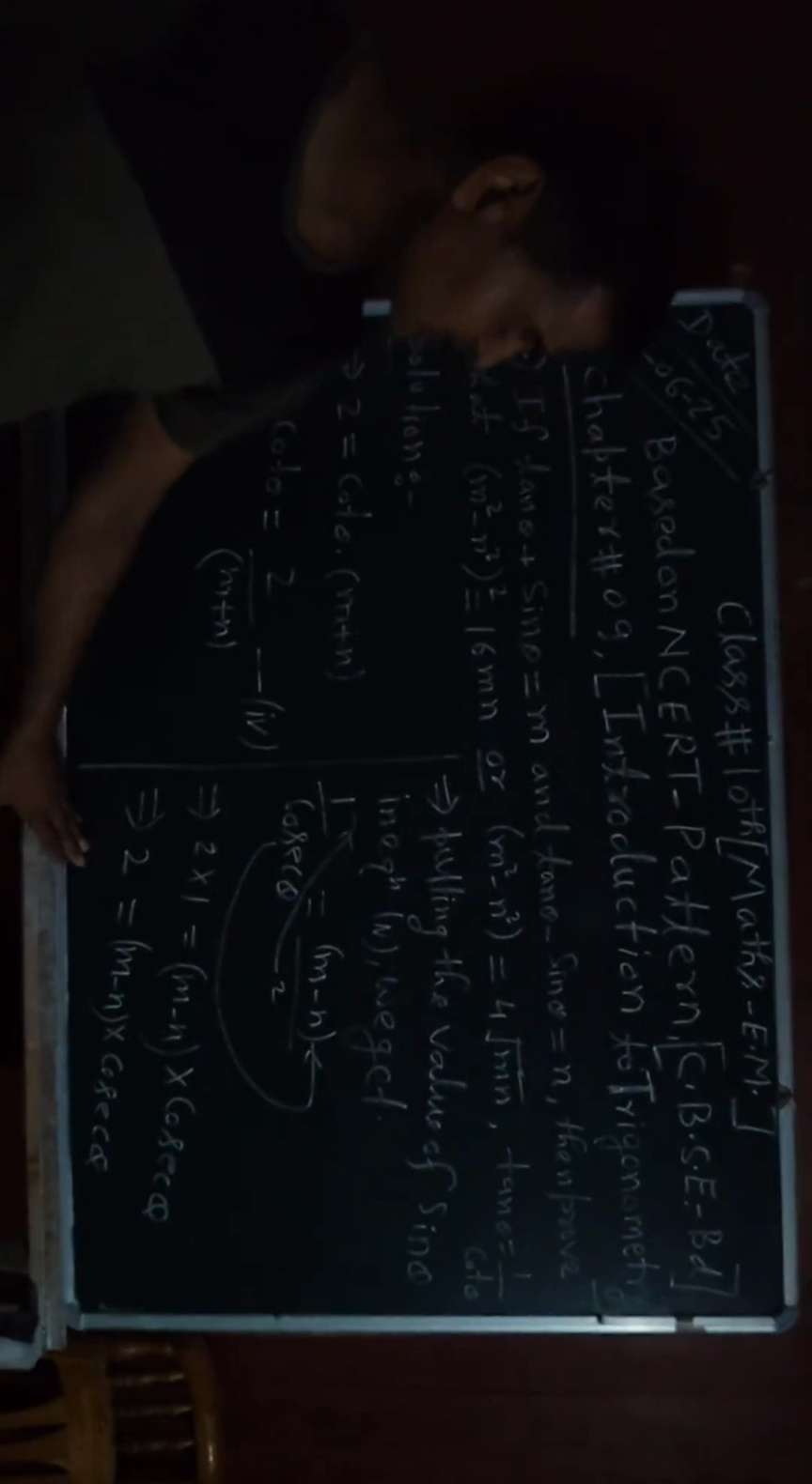Now here I can write 2 into 1, that is 2, which is equal to m minus n into cosec theta. Okay students, now further I will get the value of cosec theta. So the above information I am going to erase for further calculation. Okay students, so we concentrate here.